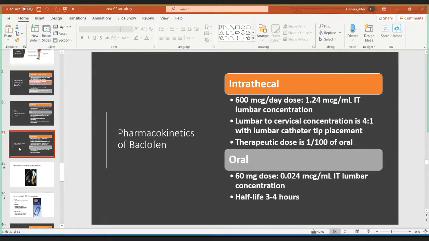So you have to remember the dosing, but if you think about the conversion, if you use 60 milligrams, that would be 20 milligrams orally 3 times a day of baclofen, which is a 60 milligram daily dose. That would give you about 0.024 micrograms per mil lumbar concentration. So it's really a very short half-life, so you need to deliver it by the pump.